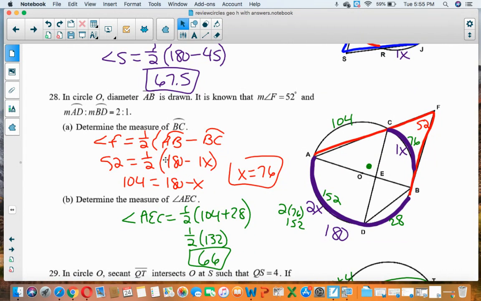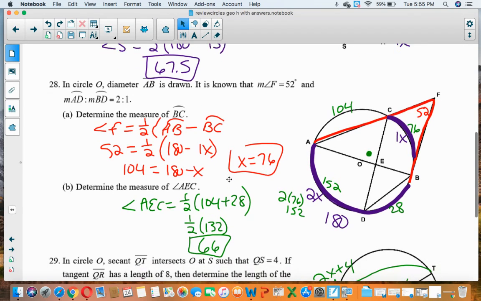It's 1/2 the difference of the arcs. I don't know the arcs. It's 180 minus 1x. To get rid of this half, I multiply by 2, so that's how I got the 104. And I'm solving for x, so I need to get x by itself. So I can bring the x over here and make it positive and bring the 104 over to the right, and that's how I got the 76.